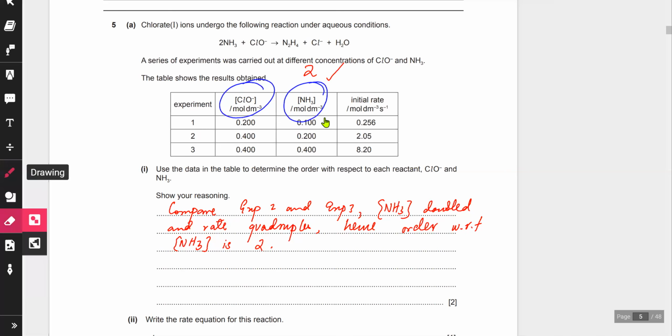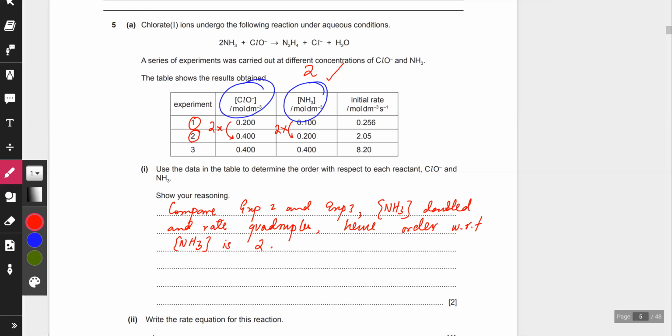So the first method is, how many times is this increasing? It's being doubled, right? I'm comparing 1 and 2 because I don't have a reaction in which the NH3 is constant and this is changing. So I have to deal with this. The problem is that NH3 is also changing. NH3 is changing by 2 times as well.